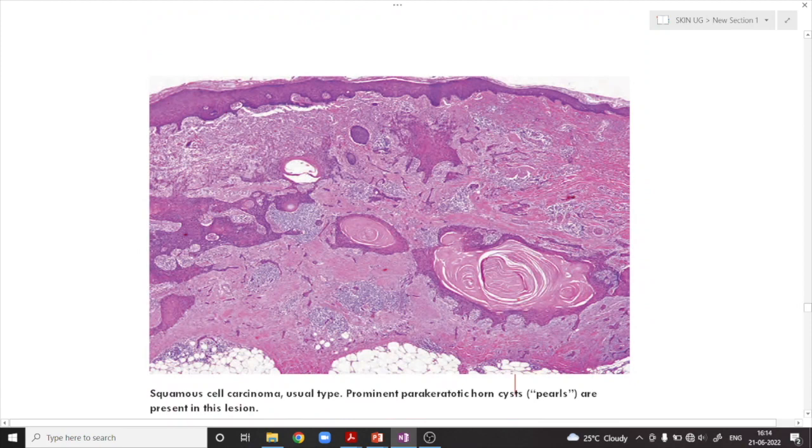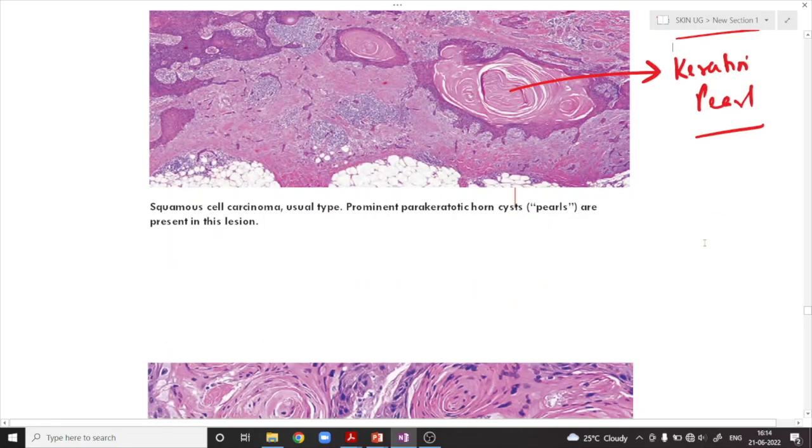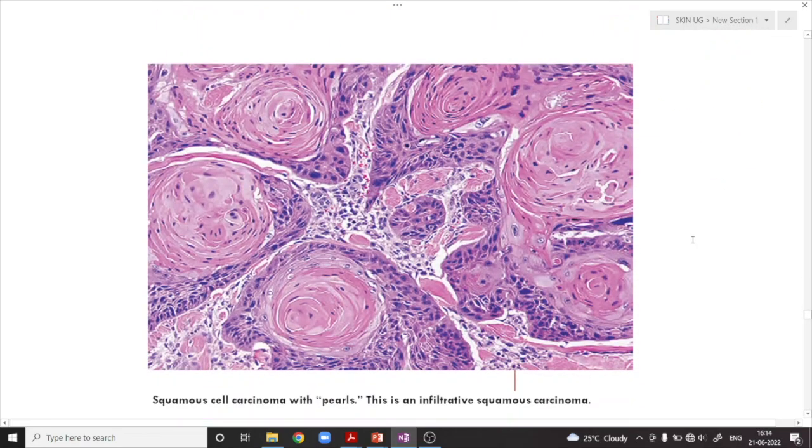This is another lesion wherein we can see a very well defined keratin pearl. We can see the horn cyst or keratin pearl over here. Okay, this is a well differentiated carcinoma wherein you can appreciate the squamoid differentiation along with the keratin pearl. This is again a well differentiated squamous cell carcinoma.